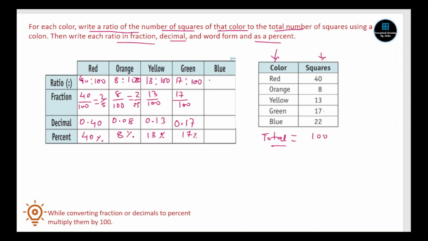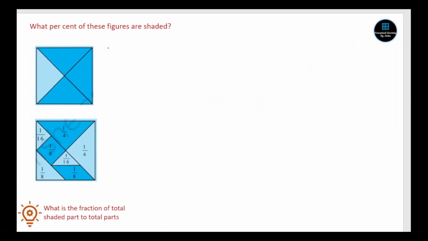Now blue. 22, 100. 22 upon 100. What is the simplified form? Yes, good job. 11 upon 50. And the decimal form, isn't it very easy to write? Yes. And percent value is also very easy. I hope you understood this, right? Great.